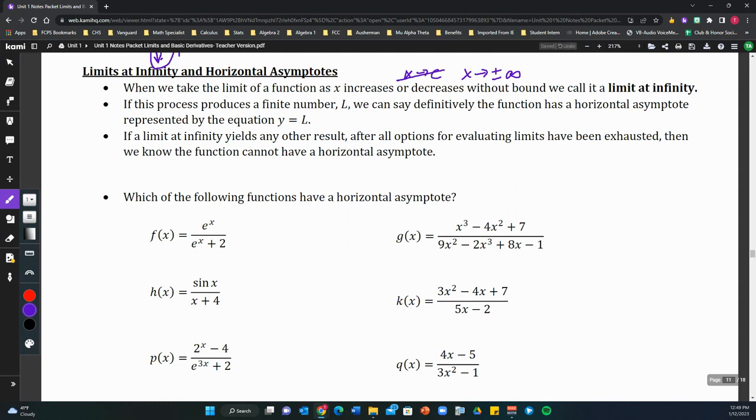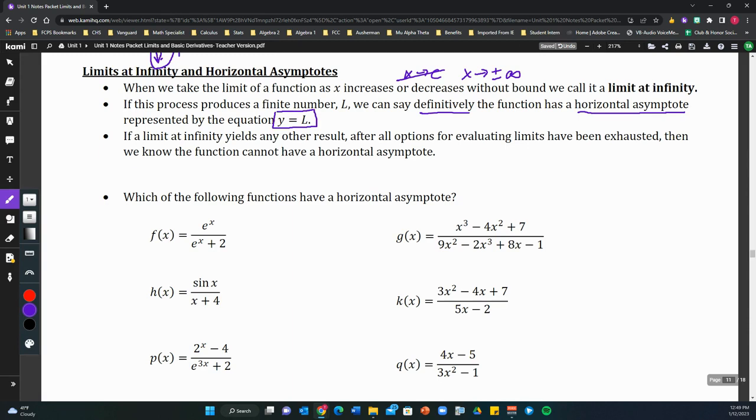Basically, we want to know what the y values are doing as we continue to plug in bigger and bigger x values. If this process produces a finite number L, then we can say definitively that the function has a horizontal asymptote represented by the equation y equals L.